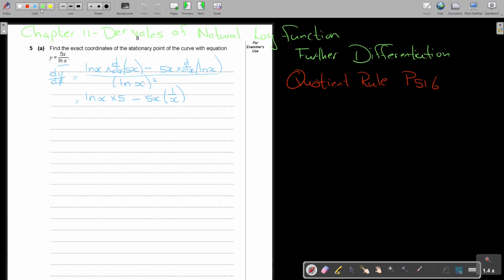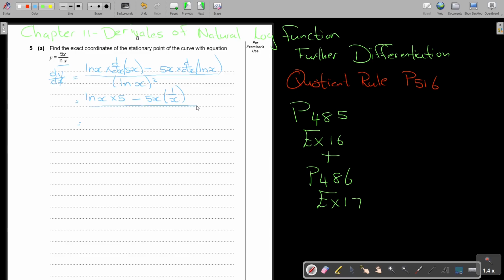I also forgot to tell you where in the textbook what example will specifically help you. It will be page 485, and that will be example 16, plus page 486. I think that example 17 will also help you. So if you struggle, you can first work out the examples. Let's go back. Now I'm just going to simplify. I'm just going to take the denominator and say ln x squared.